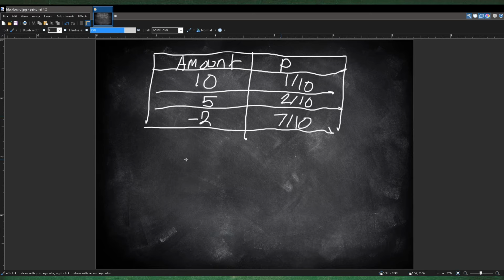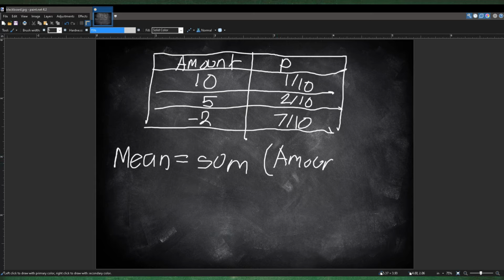So the first thing we have to do is find the mean and the standard deviation. The mean is basically just equal to the sum of the amount times the probability. It's basically just that simple. So it's just 10 times 1/10 is 1, right?